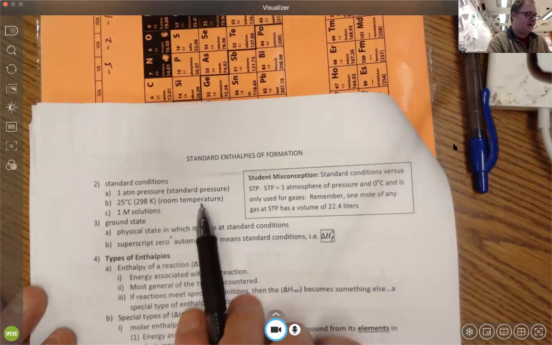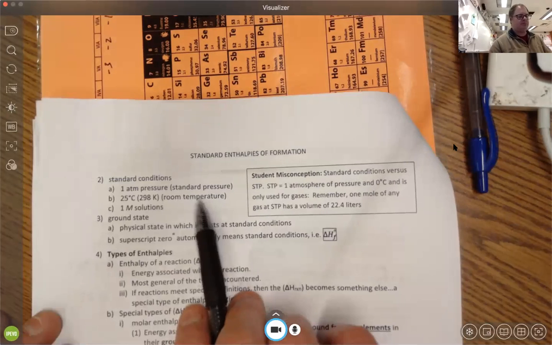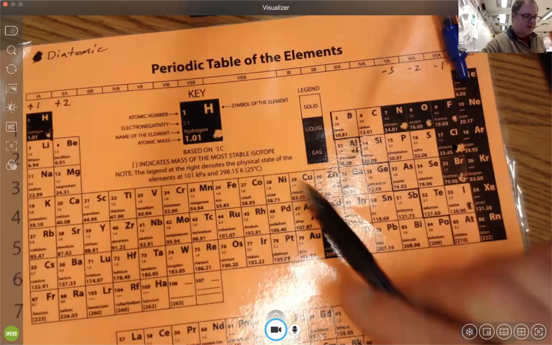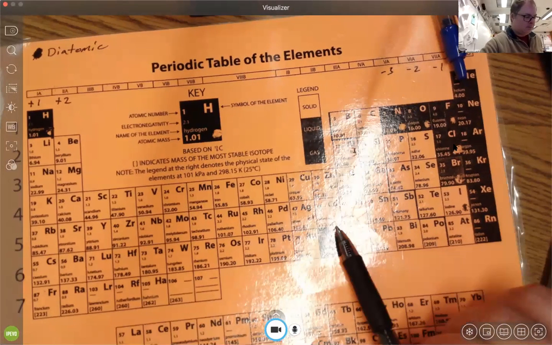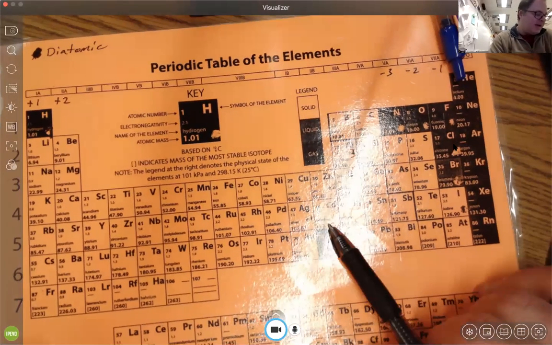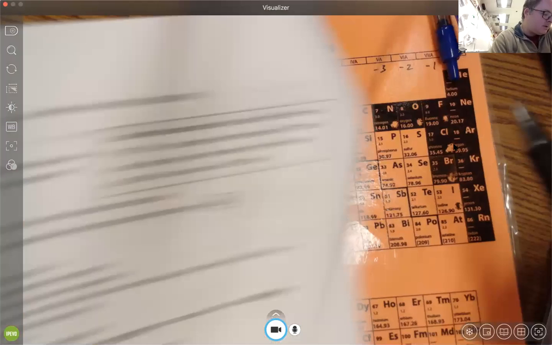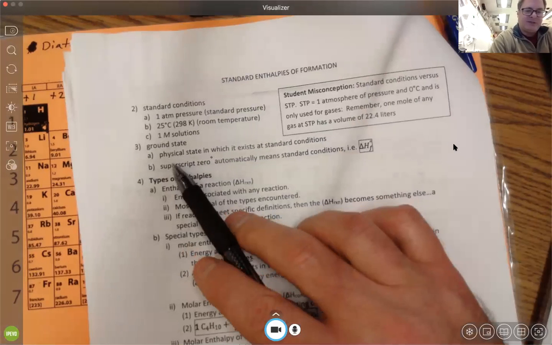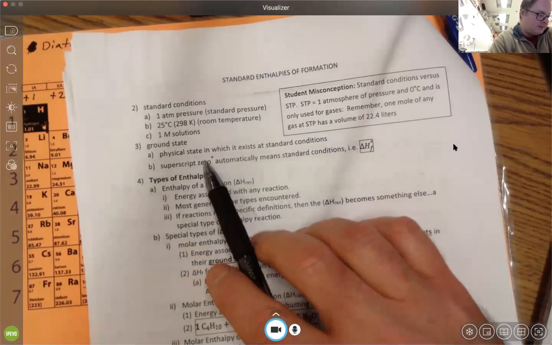Basically what they're saying is like what you would have in a laboratory or something like that. Now the reason for that is that on the periodic table, all of these states of matter are based on those standard conditions. And elements are considered to be in their ground state, and that's the physical state in which it exists at standard conditions.